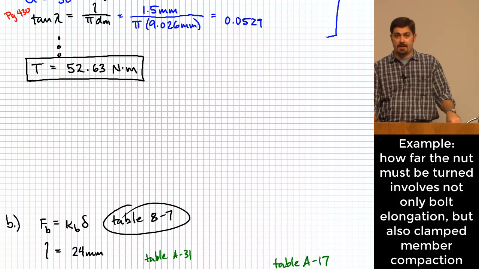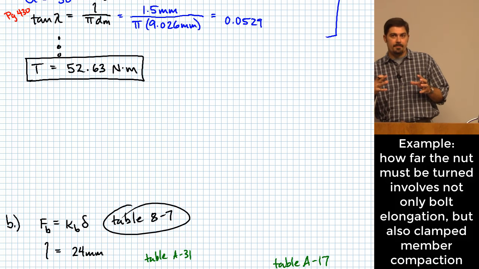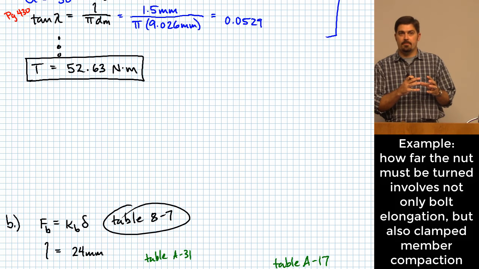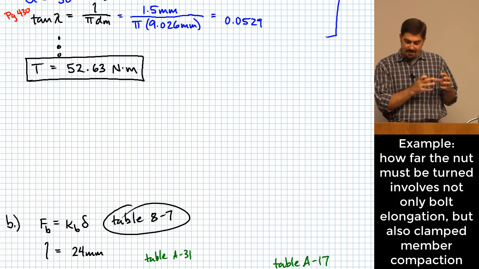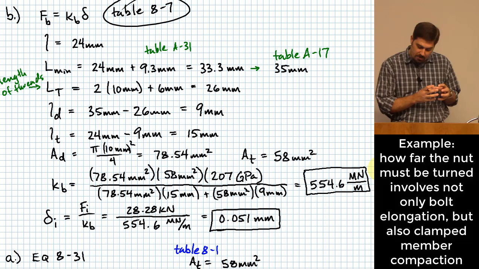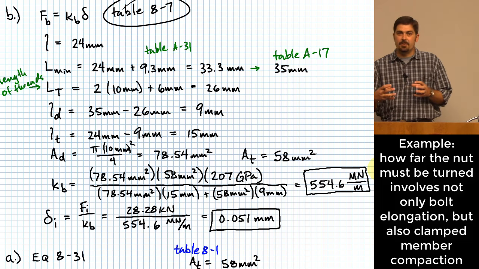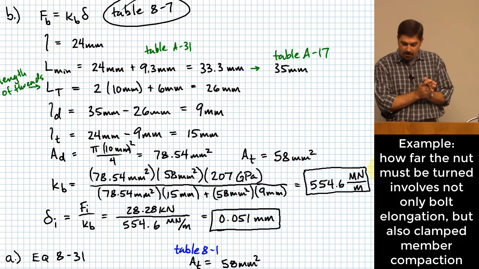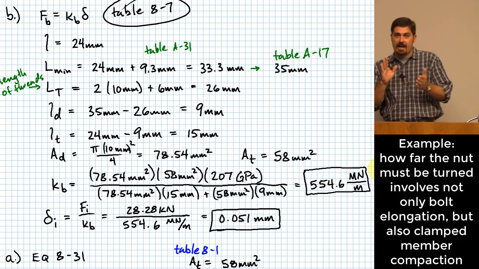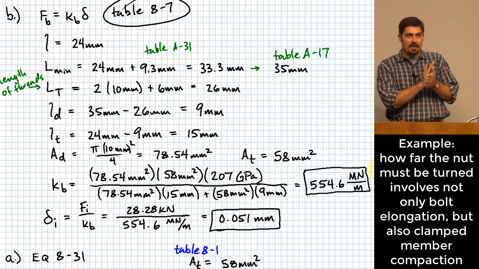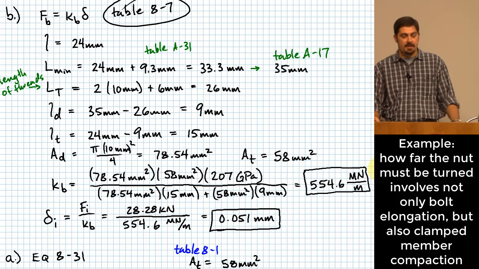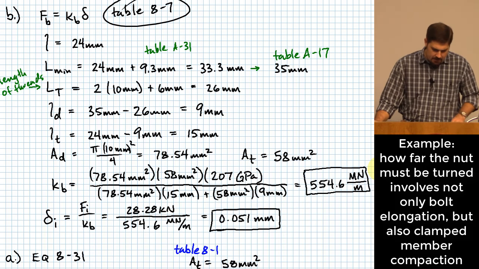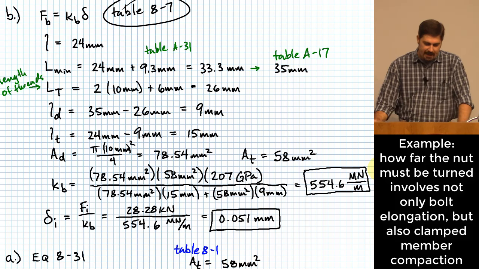The bolt is not the only thing that is deforming. Not only does the bolt deform, the member also deforms. So the total amount of deformation that you need to cause by turning the nut, in order to get the 0.051 millimeters that we want to stretch just the bolt, we actually have to take into account both the elongation of the bolt as well as the collapsing of the material that it is clamping, so that we figure out ultimately how to get this amount. So how do we do that?